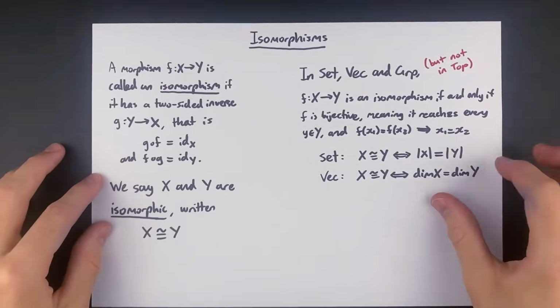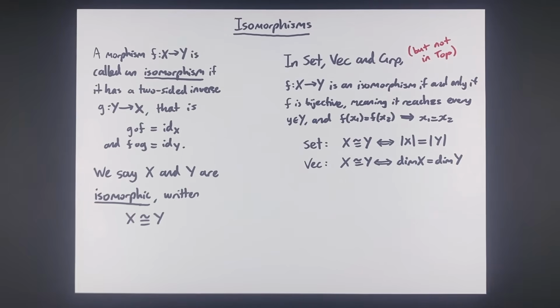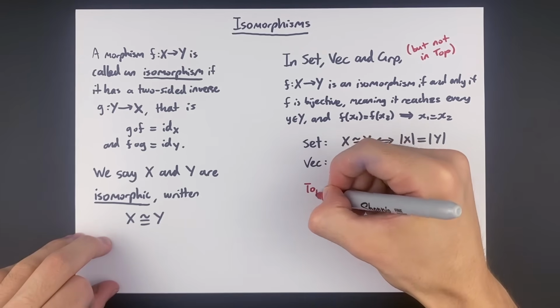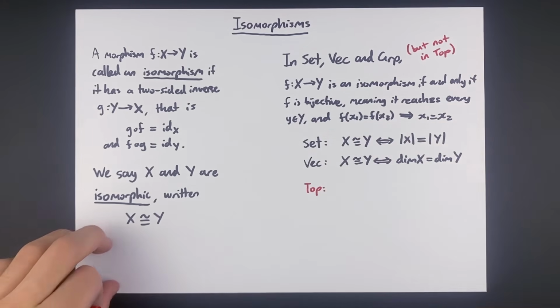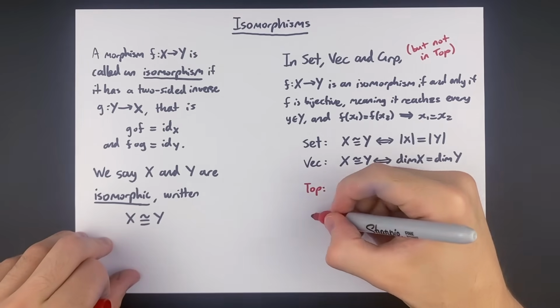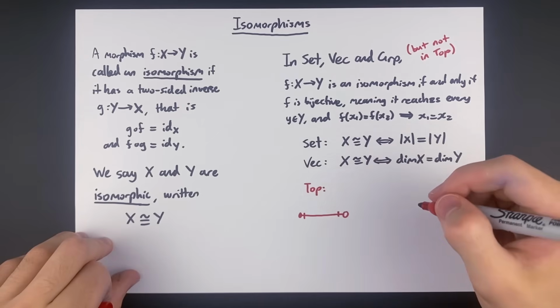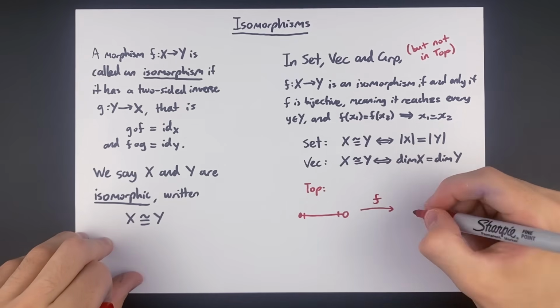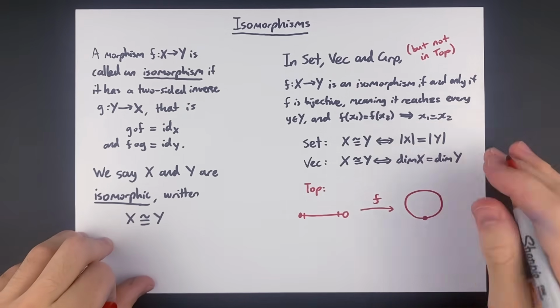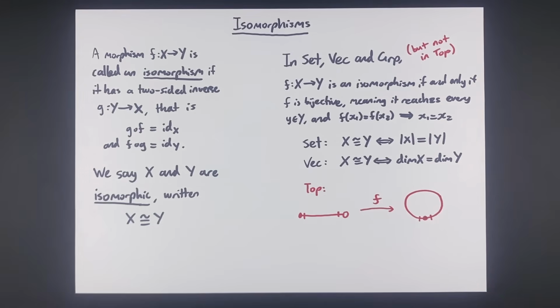I mentioned earlier that in almost all the categories we've looked at, an isomorphism is the same as a bijection, a one-to-one map. But we haven't yet talked about Top, the category of topological spaces, where the morphisms are continuous functions. A continuous function just needs to send nearby points in the domain to nearby points in the codomain. For example, if I have a line that's closed at one end and open at the other, then I have a function from that line to a circle, which just wraps it around the circle.